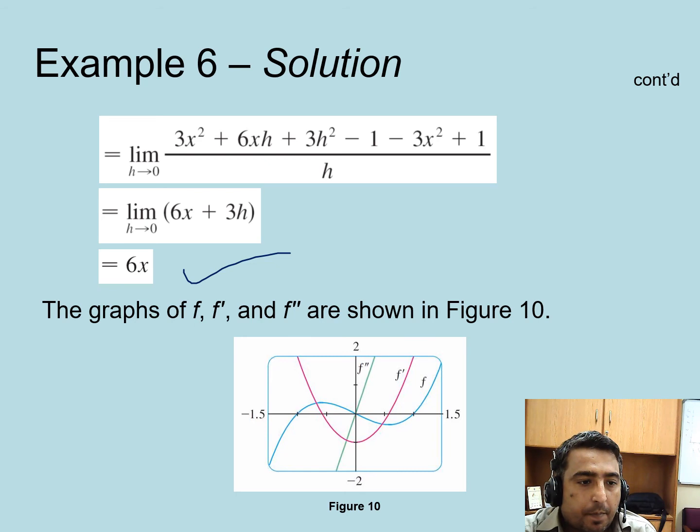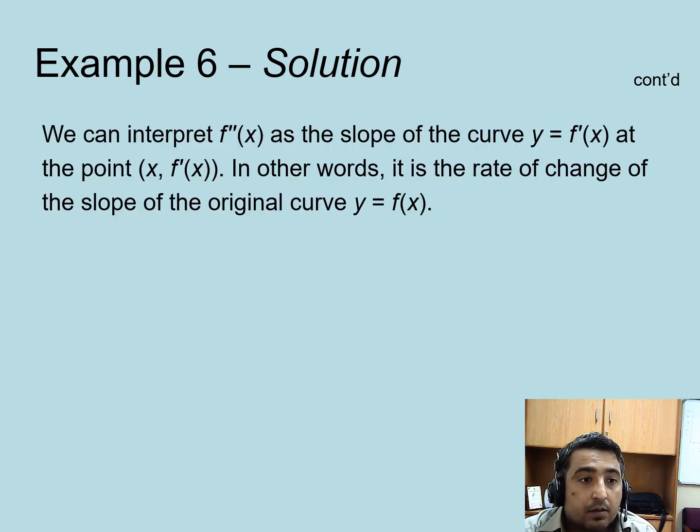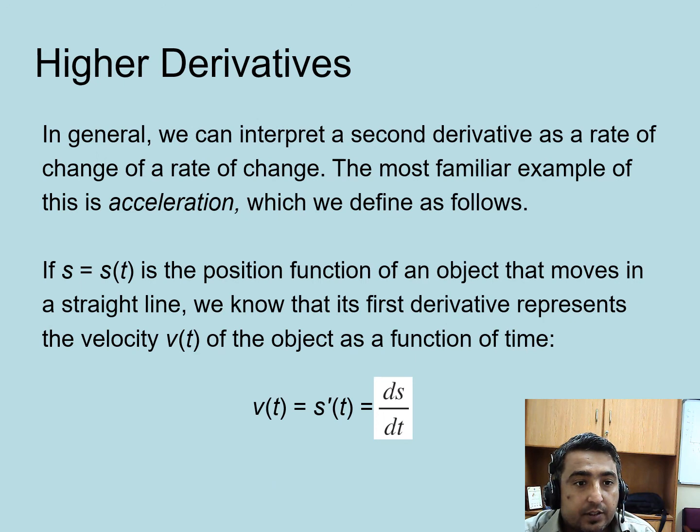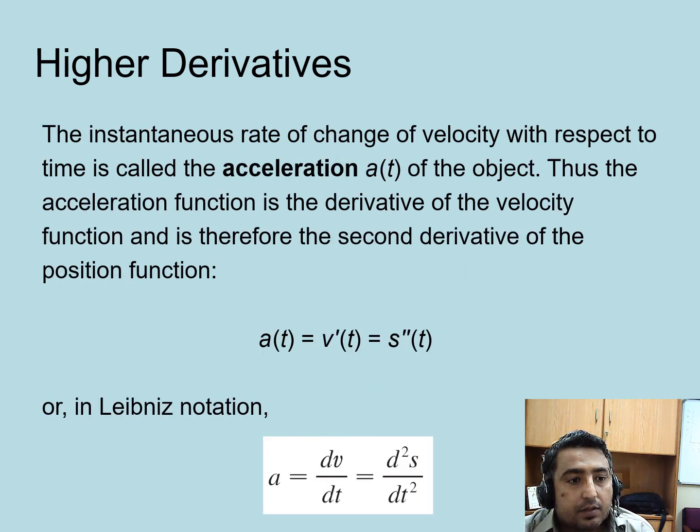Now the graphs of f, f prime and f double prime are shown. Below is f, this is f prime, and this is f double prime. You see this is a straight line, right? So these are graphs of the first derivative and second derivative. This is still example 6, interpreted well. And for more about higher derivatives, I skipped this because there are a lot of solved examples in your handouts.